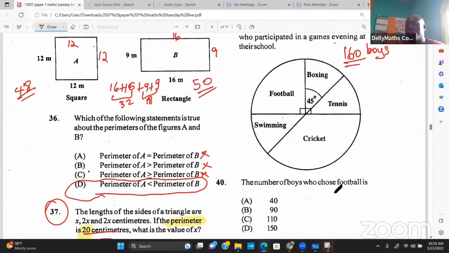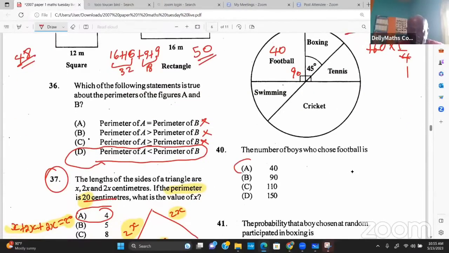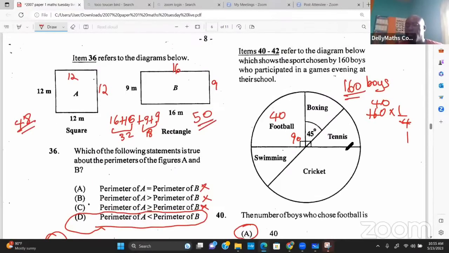The number of boys who chose football is, as you can see, football is actually 90 degrees here. It's a quarter, all right? So all you have to do is to understand that there's a direct relationship. Football is a quarter. So then I could take a quarter of this, right? A quarter of it. It's about 40. So divide by 4, I'm getting 40. So we're talking about 40 of them will be for football, and I'm looking for 40 right here, right? So no big working yet. You understand? No big working. We're able to see the angle and then use it.